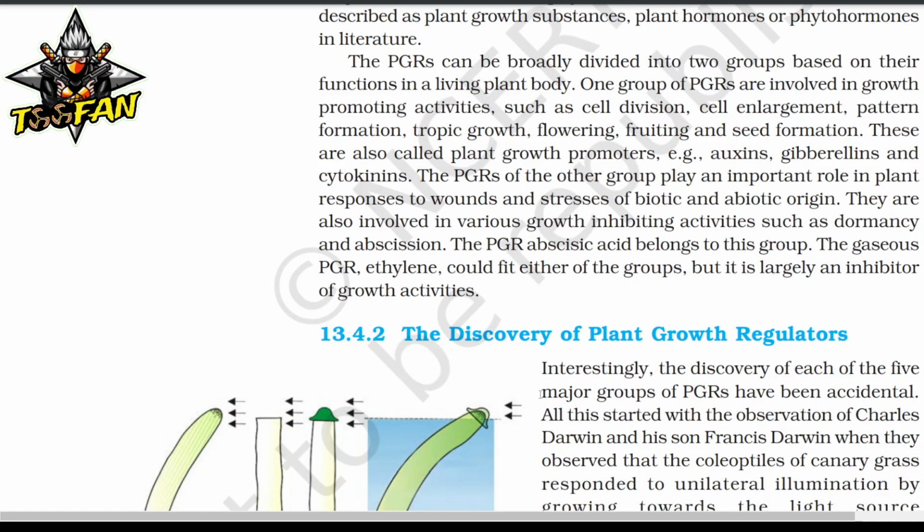The PGRs of the other group play an important role in plant response to wound and stress of biotic and abiotic origin. They are also involved in various growth inhibiting activities such as dormancy and abscission. The PGR abscisic acid belongs to this group. The gaseous PGR ethylene could fit either of the groups, but it is largely an inhibitor of growth activities.